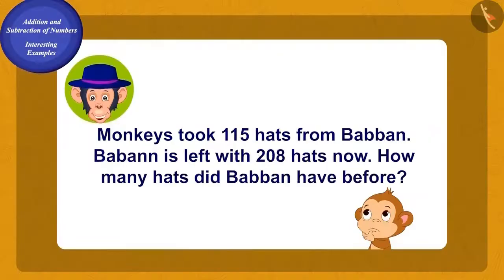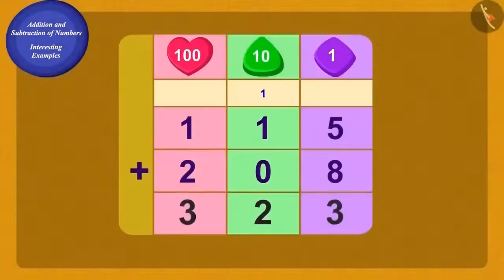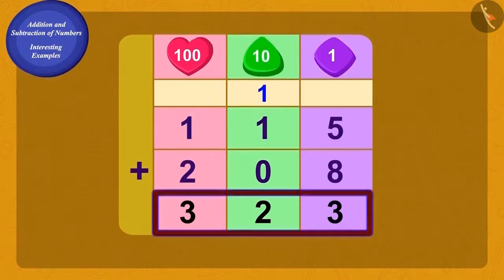Can you tell how many hats did Babban have with him earlier? Well done, children. You have solved it correctly. Here we have used the method of addition. Babban previously had a total of 323 hats with him.